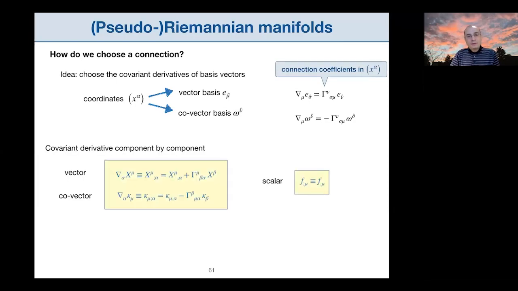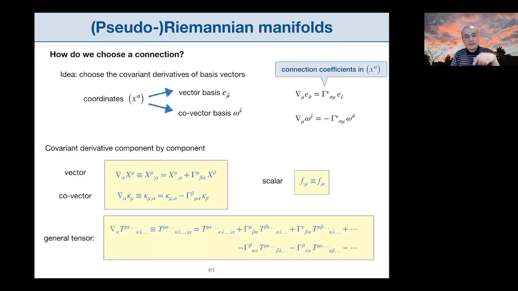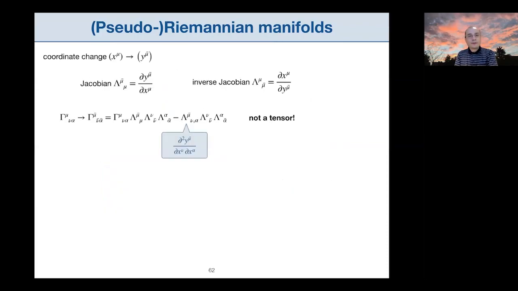In that case, we have a well-defined definition of covariant derivatives of vectors, one-forms, scalars, and also general tensors using these gamma coefficients, connection coefficients. So choosing gammas is equivalent to giving a method to differentiate covariantly tensors and vectors. We also noticed that gamma as a geometric object is not a tensor. It does not quite transform like a tensor.